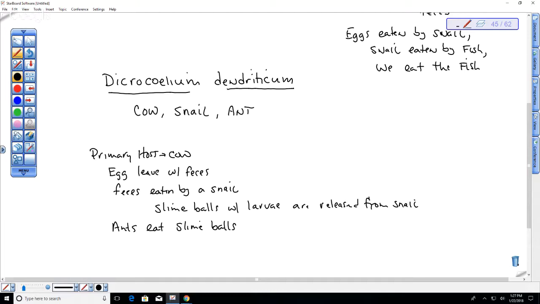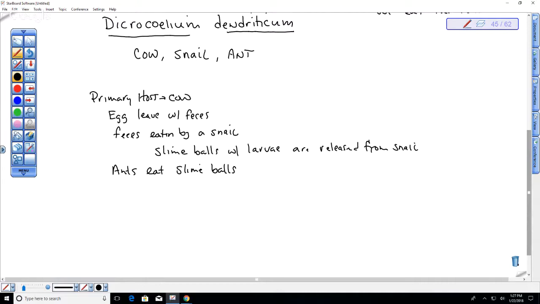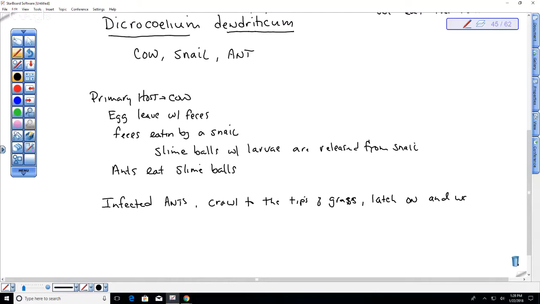So the answer is that this parasite infects the ants and causes them to essentially turn into zombie ants. Okay? So the infected ants have a different behavior than normal ants. So the parasite influences their nervous system. So the infected ants crawl to the tips of the grass. They latch on, wait to be eaten.